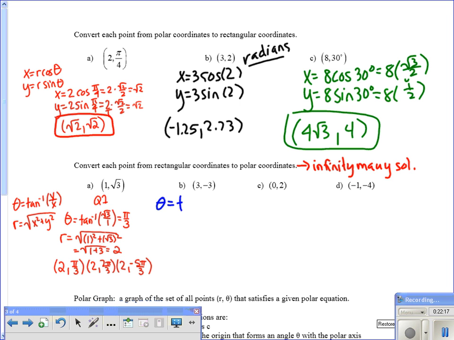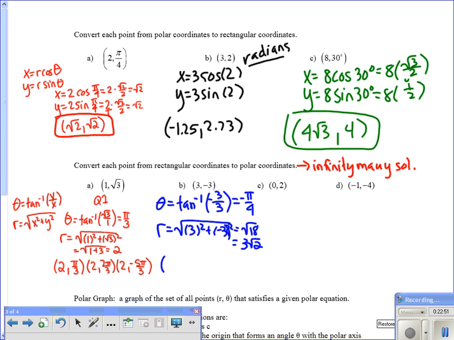I know that theta is equal to the tangent inverse of negative 3 over 3, which is negative 1. Negative 1's on my unit circle, so the tangent of negative 1 would be equal to negative pi over 4. Or remember, we can also use 7 pi over 4 on my unit circle. R is equal to the square root of 3 squared plus negative 3 squared, which is 9 plus 9, which is root 18, which simplifies into 3 root 2.